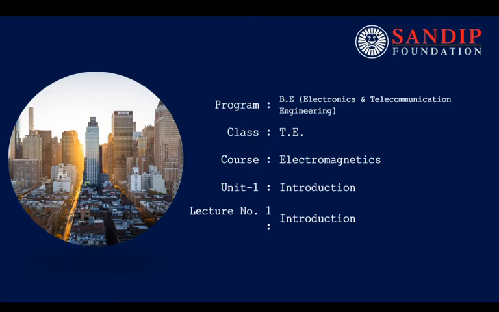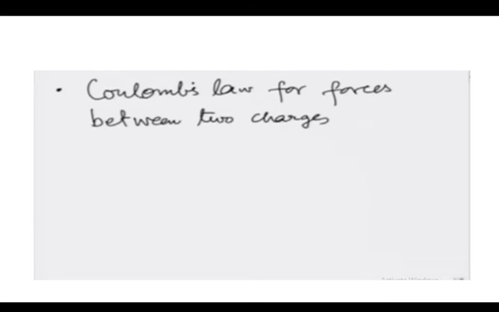In this session we are going to study the introduction to electromagnetics. But before we start, we need to understand what is meant by Coulomb's law, because without understanding Coulomb's law we cannot understand what is meant by electromagnetics. So let us first understand Coulomb's law for forces between two charges.